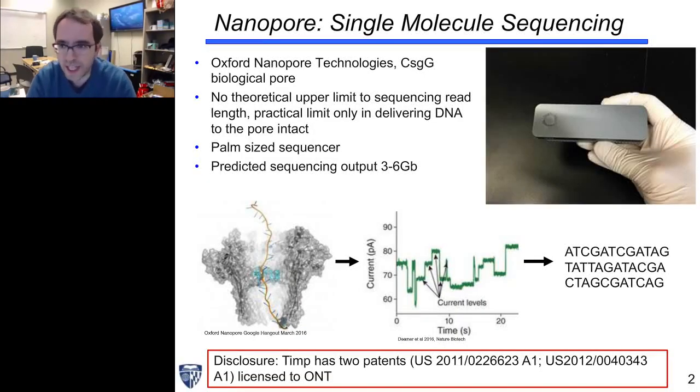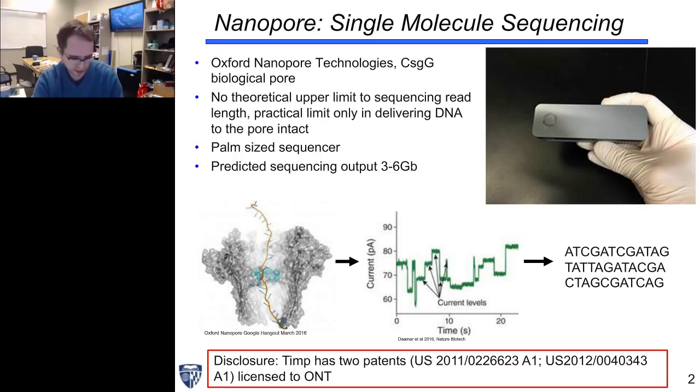So, to begin, I'd like to describe what nanopore sequencing is. Specifically in the context of this presentation, I'm describing the technology developed by Oxford Nanopore, which consists of a biological pore, specifically CsgG, as pictured in the bottom left here, which is a relatively small biological pore, less than 1 nanometer in diameter. When you thread DNA through the pore, this affects the current, as pictured in the middle there, and using differences in the current, you can determine what the DNA sequence is.